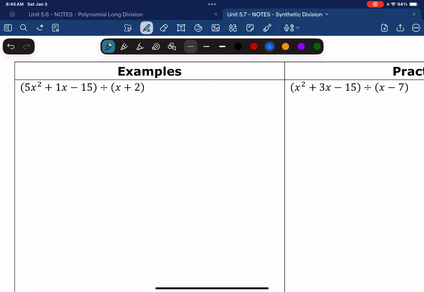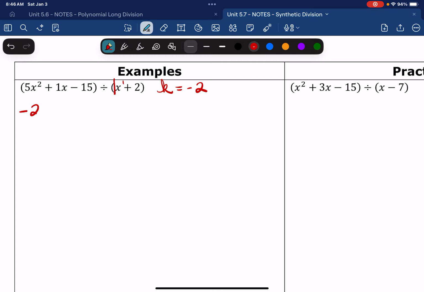5x squared plus 1x minus 15 divided by x plus 2. Are we allowed to use synthetic division here? Yes, we are. This is x to the first power, and its coefficient is 1. So let's look at what the divisor is. It's x plus 2. That means our k value is a negative 2, right? It's always going to be the opposite sign. So let's do that setup.